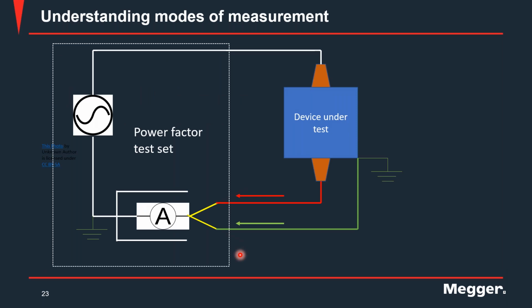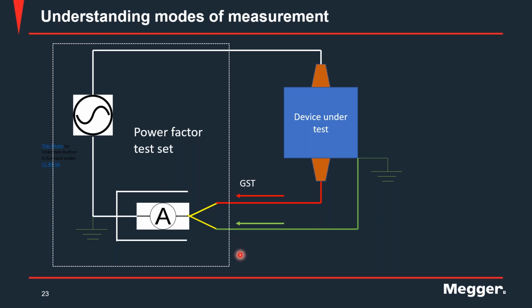So we have looked at the insulation system for a transformer as well as for a bushing. Let's try to understand measurement modes. It doesn't matter what power factor test set you're using, these modes you will definitely come across. So let's try to understand what these measurement modes mean. There are three measurement modes. The first one is GST. GST stands for grounded specimen test.